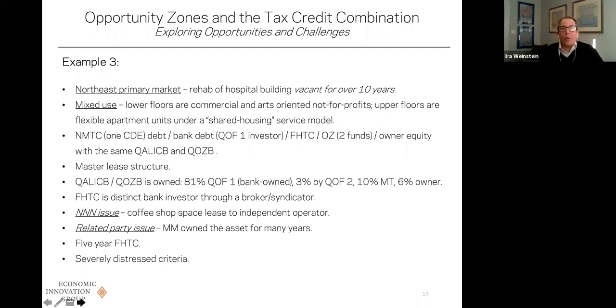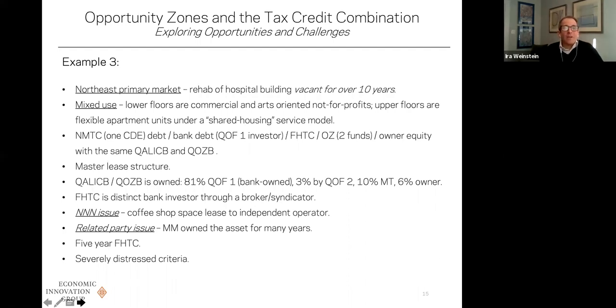And the last one was a Northeast primary market. This was a hospital building that was vacant for over 10 years. So obviously a lot of focus in the statute and regulations on vacancy. This was mixed use. Again, I think pretty unique. The lower floors were commercial and had some arts-oriented not-for-profits. And then the upper floors were what has been called shared housing. It was a particular service model that I think was unique here in this particular case, but one that I think is starting to get some traction in lots of other places.